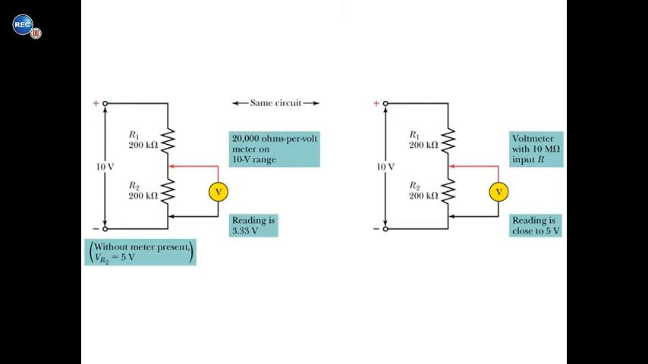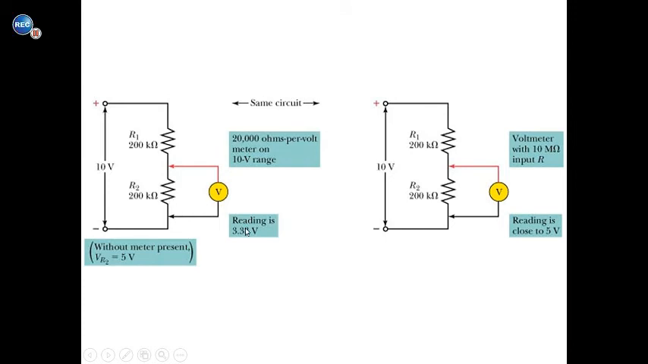Here in this example, you see that the source voltage is 10 volts. The resistances are equal, and they're in series, so we expect the voltage drop on each resistor to be about 5 volts. When we add the voltmeter to the circuit, though, we are adding a third resistor in parallel to one of the resistors, which lowers the overall effective resistance of this parallel combination.